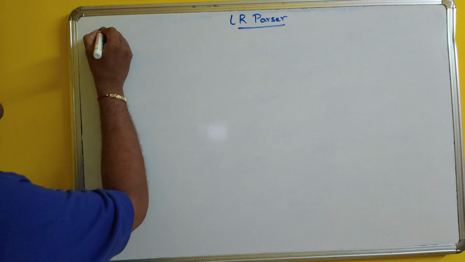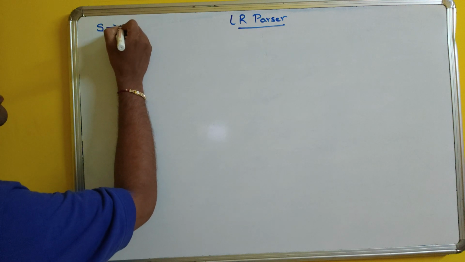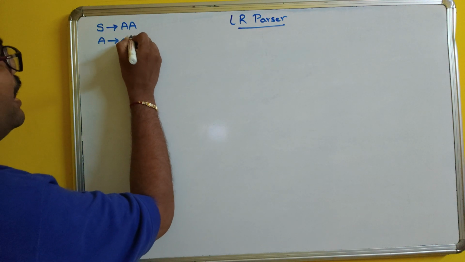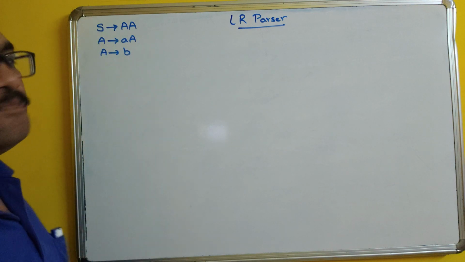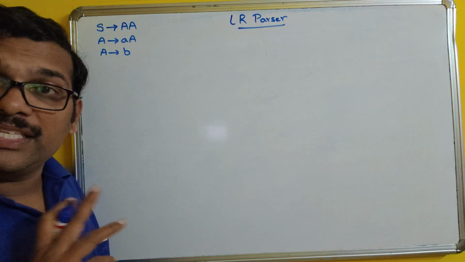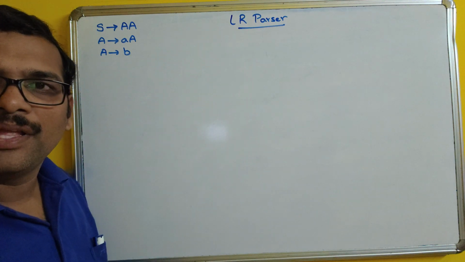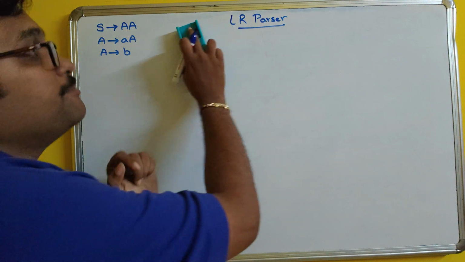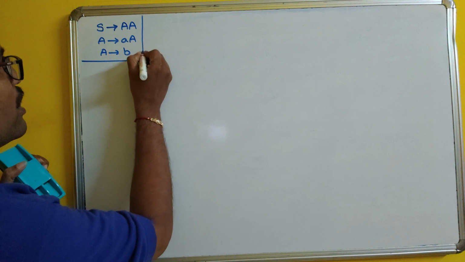See, I am taking an example here. S tends to A, A tends to A, and A tends to B. So this is an example. For this we have to construct the parse tree using LR parser. Okay, LR parser. So LR is this one also, right? Yes. So this is the given context-free grammar.